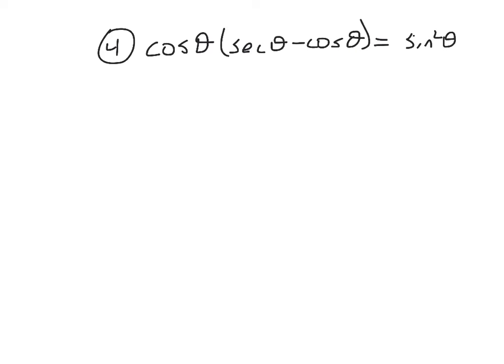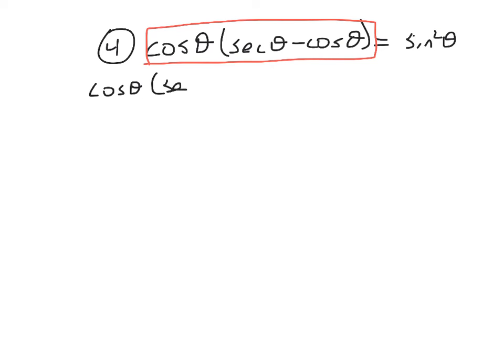Question number 4. Cosine theta times secant theta minus cosine theta equals sine squared theta. So again, pick your side that's more complicated. I think that's clearly this side. We're going to recopy cosine theta times secant theta minus cosine theta. And now I'm going to simplify this. So what can I do?